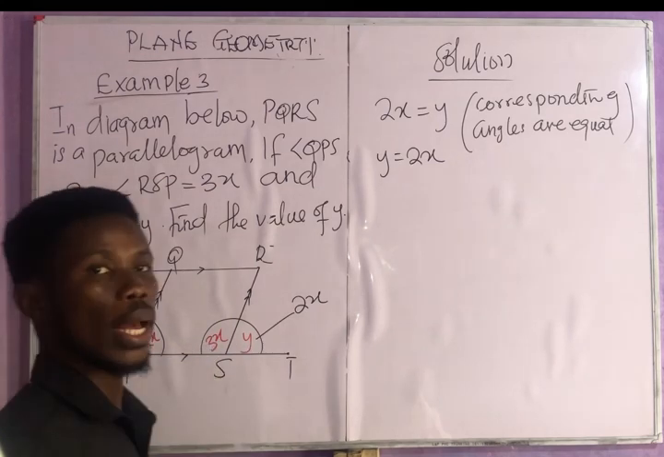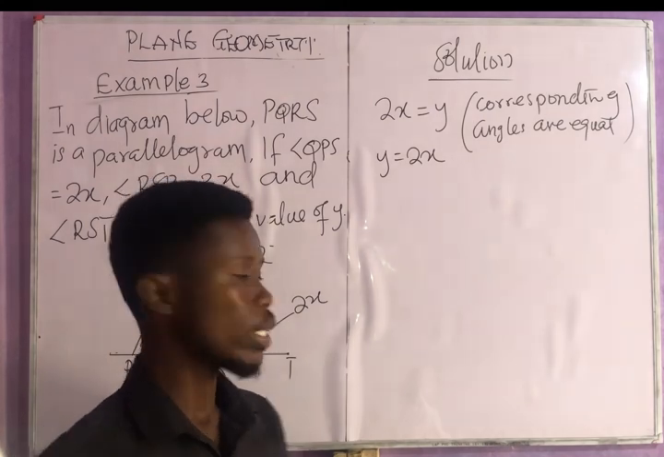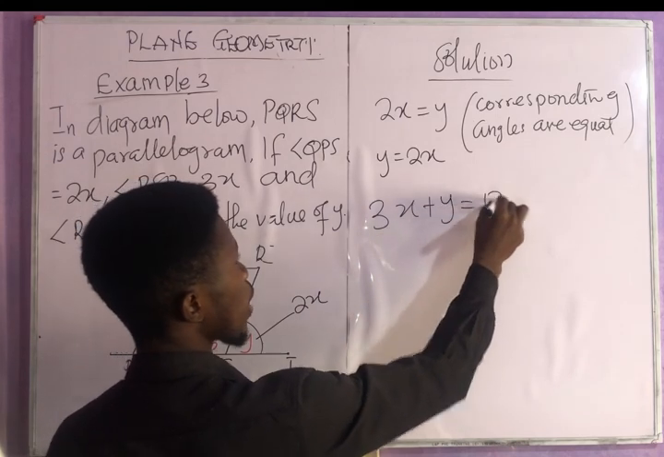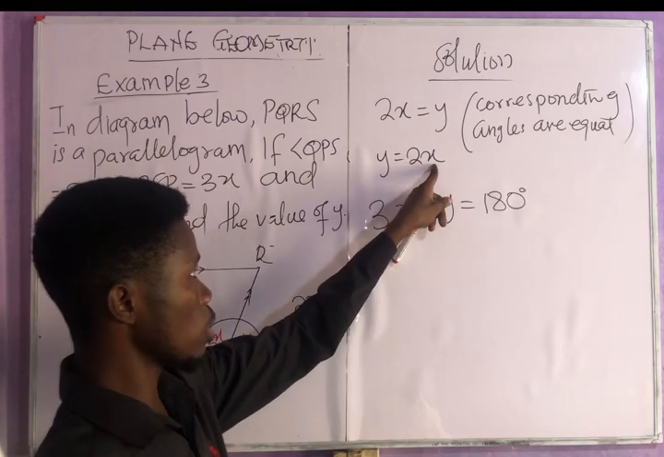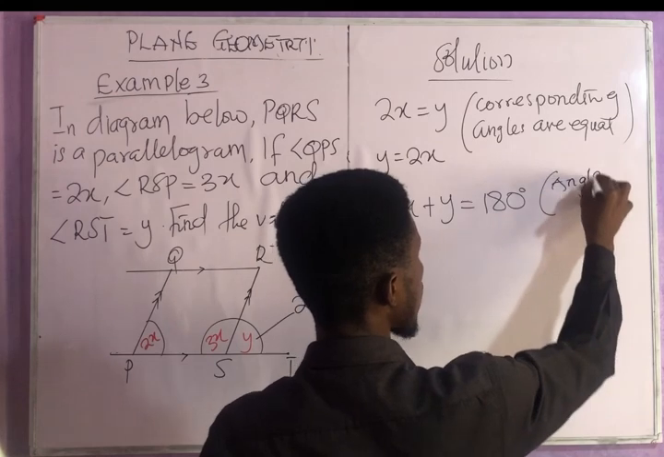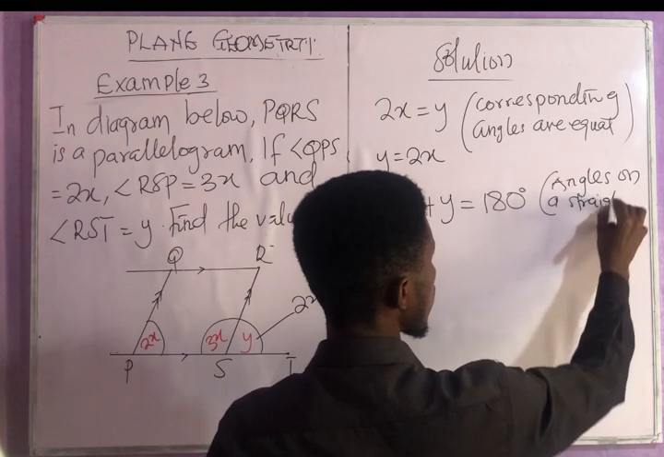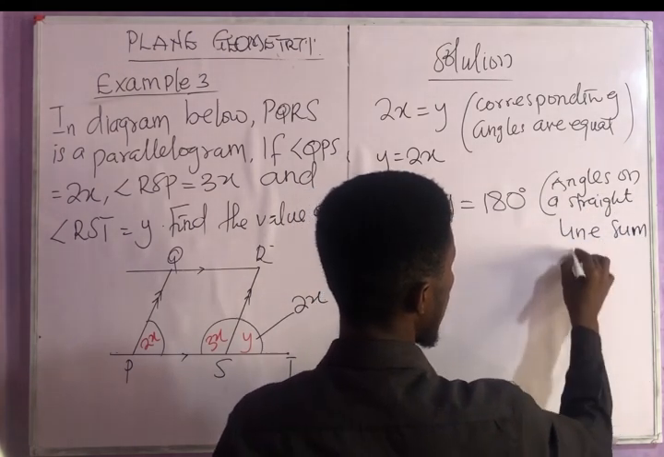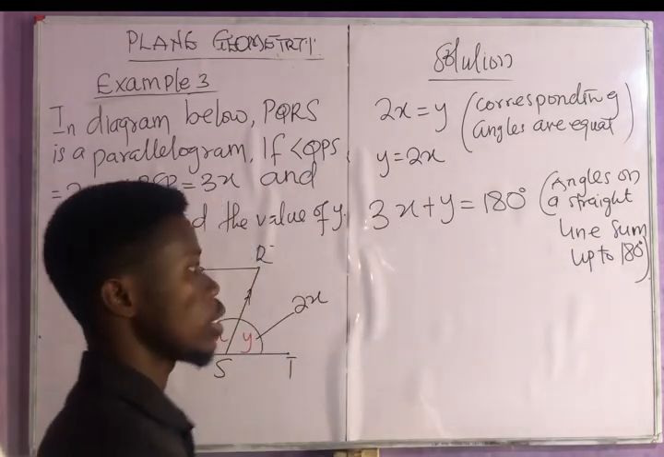Now, we also stated another property: you could see that this particular 3x and that Y are on a straight line. And we said that angles on a straight line sum up to 180. So I can say that 3x plus Y is equal to 180 degrees. But mind you, Y is the same as 2x. So you state the reason: angles on a straight line sum up to 180 degrees. Is that okay?